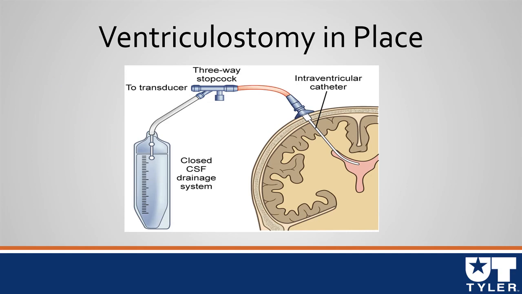CSF can be drained through a ventriculostomy when ICP exceeds the upper pressure parameter that is set by the physician. Intermittent drainage involves opening the three-way stopcock to allow CSF to flow into the drainage bag for brief periods, 30 to 120 seconds, until the pressure is below the upper pressure parameters.